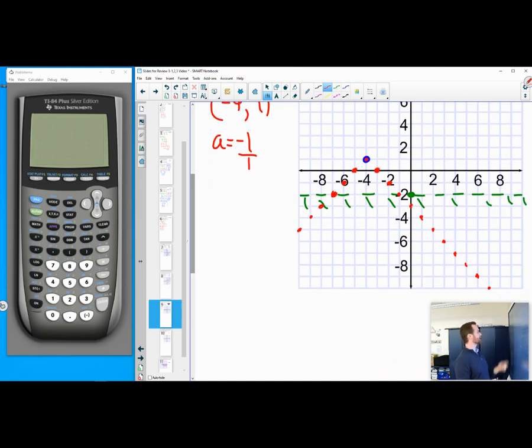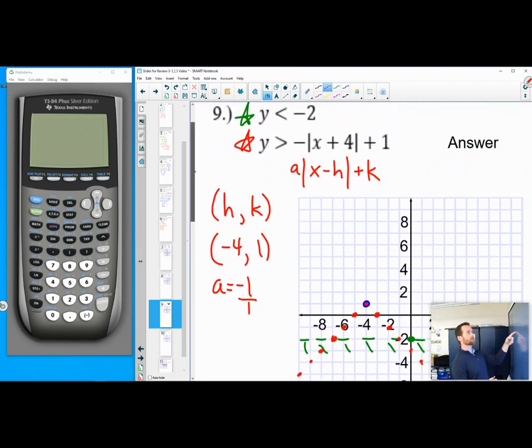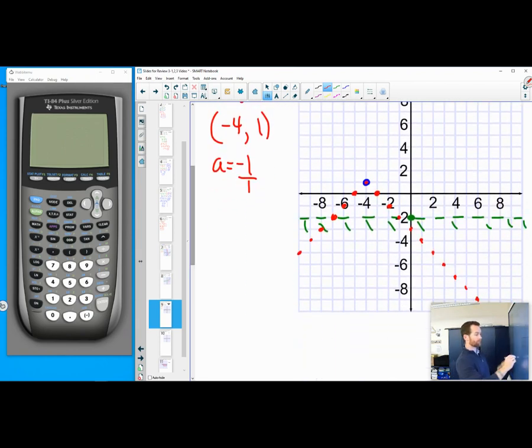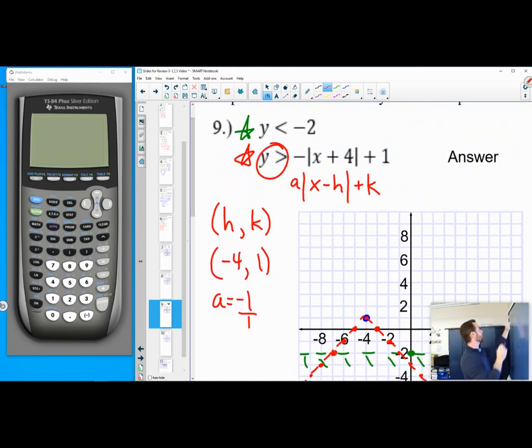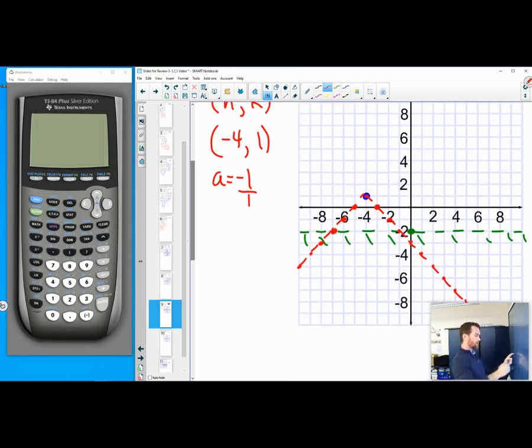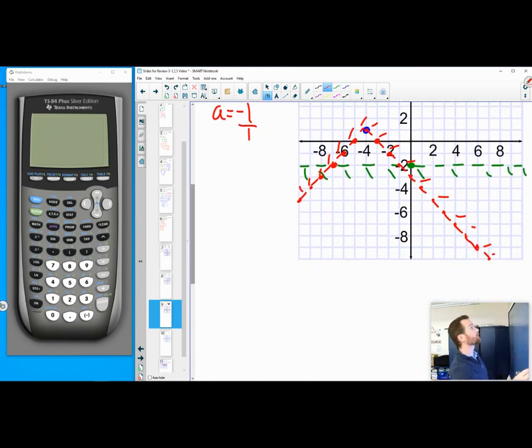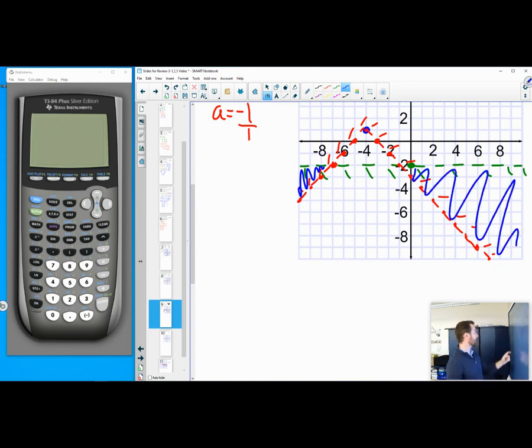All right. And then solid or dotted? I don't even remember. Dotted. And let's check the shading. Y is greater than, so we shade above the v. So our solution set is going to be any spot on this graph that is above the red and below the green. So let's do that in blue. So that's this section right here and this section right here. So there's actually 2 sections that have double shading.